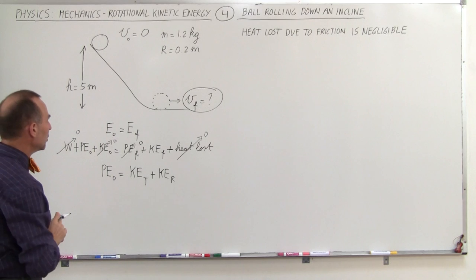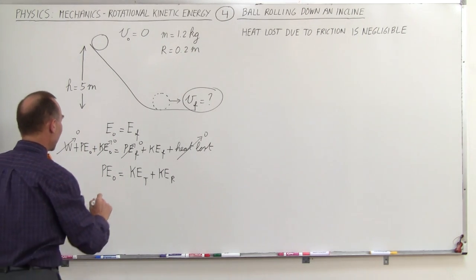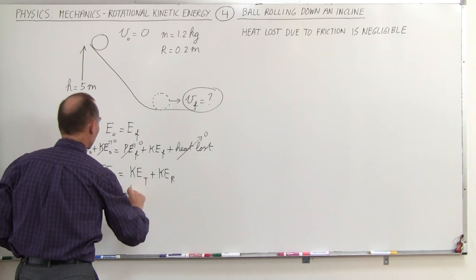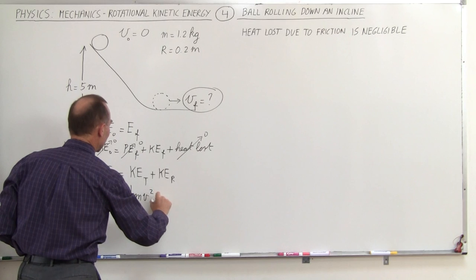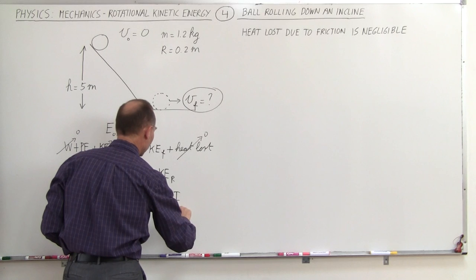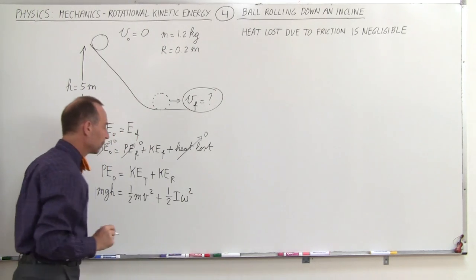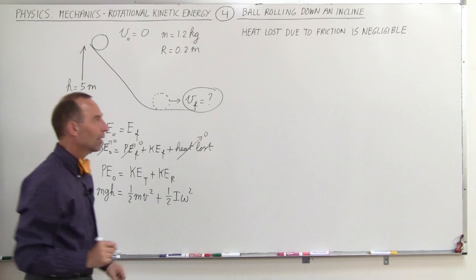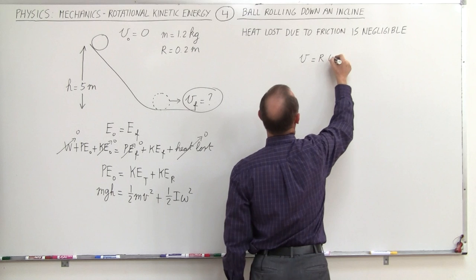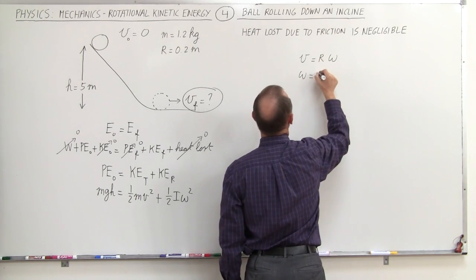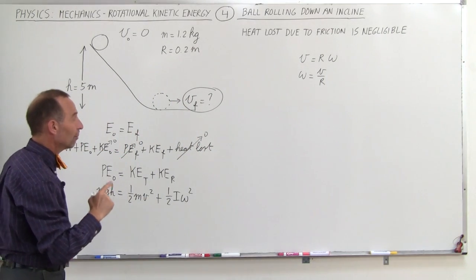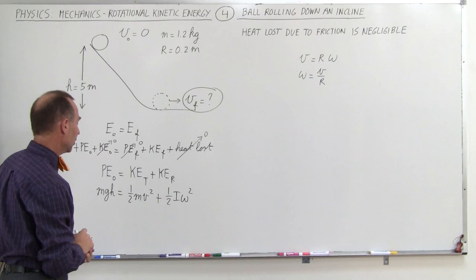Now we can go ahead and plug in what we know. The potential energy initially is going to be mgh. The translational kinetic energy at the bottom of the hill is going to be 1/2 mv squared, and the kinetic energy rotational is going to be 1/2 I, which is the moment of inertia, times omega squared. Now, to find omega, we realize that there's a relationship between the tangential velocity and omega with the equation v equals r times omega, which means omega is equal to v divided by r. Thus, we can replace omega by v over r, or omega squared by v squared over r squared.